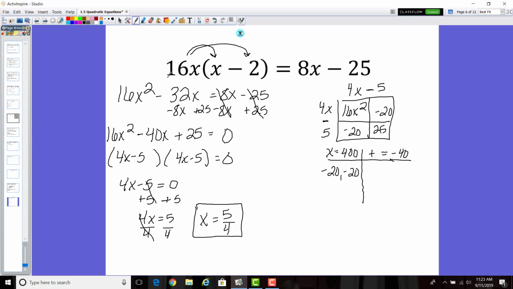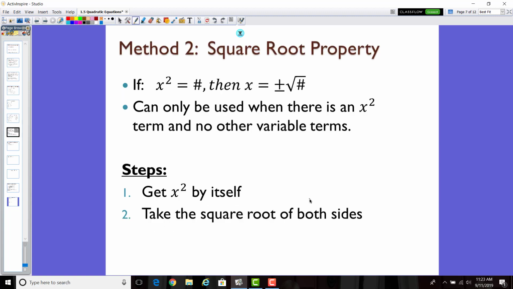Okay, so that's the factoring method. Make one side equal to 0, factor the polynomial completely, set your factors equal to 0, solve for the equation. Method number 2 is what we call the square root property. Now this is what my students in the past have told me is the easiest method. However, it can only be used if the equation has very specific terms. It is also one that is most commonly misused because of this little fellow right here.